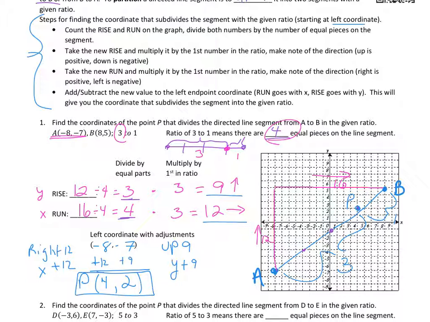So if you notice, there are 1, 2, 3 sections here, and then there is 1 on the other side. And that's where this 3 to 1 comes in with your ratio. So if you do find the other coordinates, there's your proof that you did find them correctly.